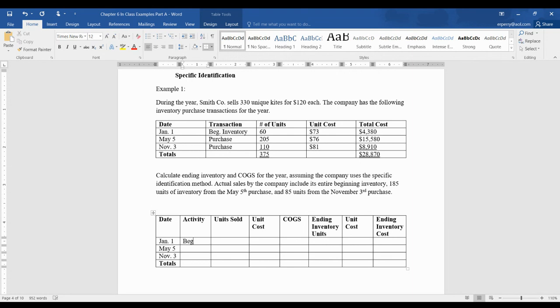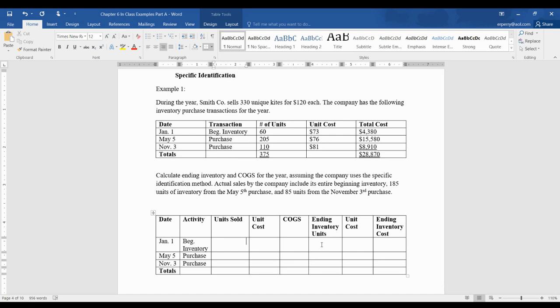Okay, so we have activity for the year. January 1st, we started with some beginning inventory. On May the 5th, we purchased some inventory. And then again on November the 3rd, we purchased some inventory. So now we've got our activity in there. We're going to determine our cost of goods sold. And under specific identification, we know we match the units we sold per each bucket of inventory.